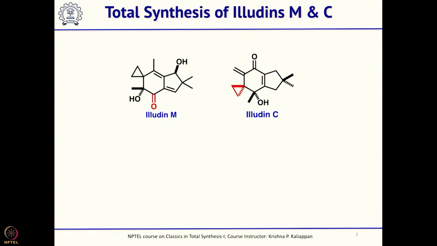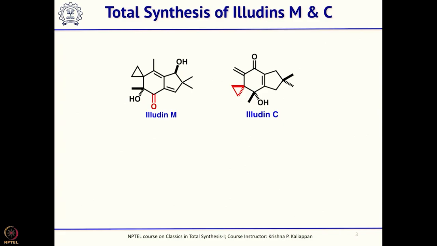So when you talk about three-membered ring, not only natural products have three-membered ring as core structure, but they also will have other rings. So what we will do, we will talk about how these three-membered rings are made for these natural products and also other rings, and in the end how they have done the total synthesis. So today's lecture, we will talk about two natural products. They are called Illudin M and Illudin C.